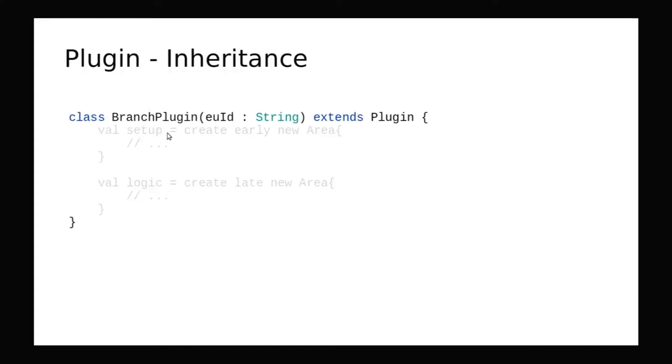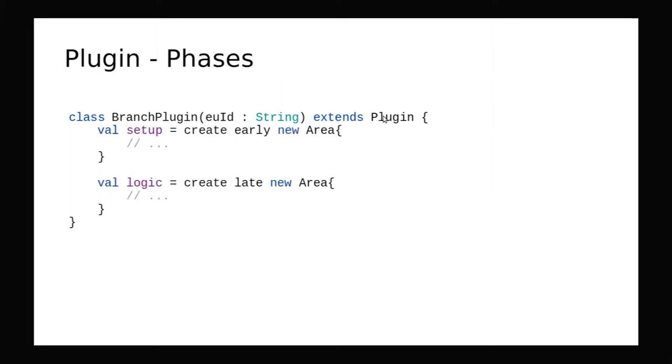And so, okay, let's look a bit at what a plugin is. It is a class. In the case of the branch plugin, which we will use for the next slide, we need to know on which execution unit we need to work, so a construction parameter. And this class extends the plugin base class, so we have the concept of inheritance here, applied to hardware elaboration, which allows us to define an early and a late phase. The early phase will be used to set up things, like we may ask another plugin to provide us some interface, and the late phase will be there to allow our plugin to generate some hardware.